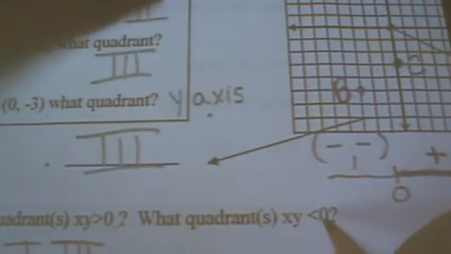How about the next one? In what quadrant or quadrants is the product going to be negative? Less than 0 means negative, and that would be 2 and 4. Good job. Questions? Okay, next page. This is all review, guys.